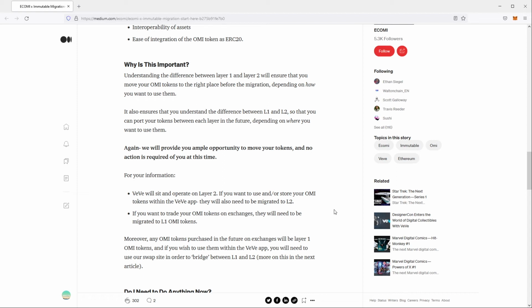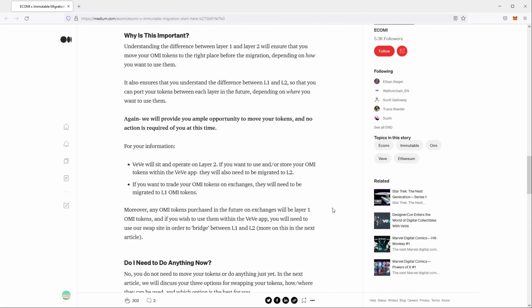For your information, VEVE will sit and operate on layer 2. If you want to use and or store your OMI tokens within the VEVE app, they will also need to be migrated to L2. If you want to trade your OMI tokens on exchanges, they will need to be migrated to L1 OMI tokens. Moreover, any OMI tokens purchased in the future on exchanges will be layer 1 OMI tokens, and if you wish to use them within the VEVE app, you will need to use our swap site in order to bridge between L1 and L2. More on this in the next article.